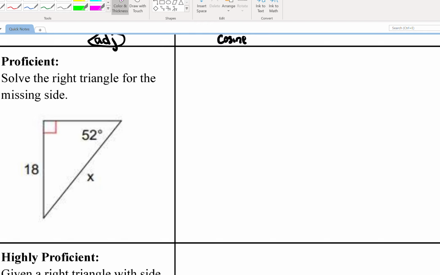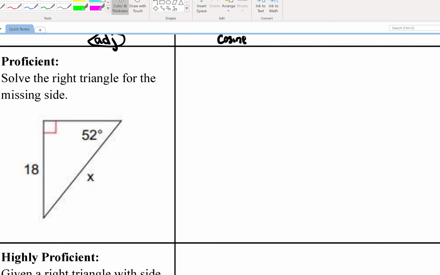This is a video about how to solve for a missing side in a right triangle using trigonometry. This is at the proficient level. This particular problem says to solve the right triangle for the missing side. And by missing side, it's referring to this, the one that's marked with an X.